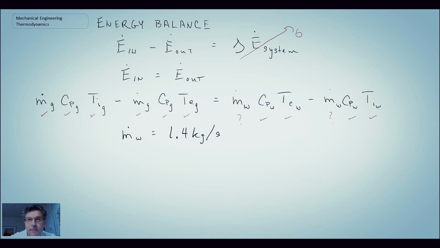Which is not specifically asked for in the question. However, you'll see when we do the entropy balance, we will need it. So now the heat exchange from one fluid stream to the other is basically just the mass flow rate times the specific heat of a fluid times the change in the temperature. So you can do this for either the water stream or for the glycol stream. But what we will do, we will take a look at the glycol stream.